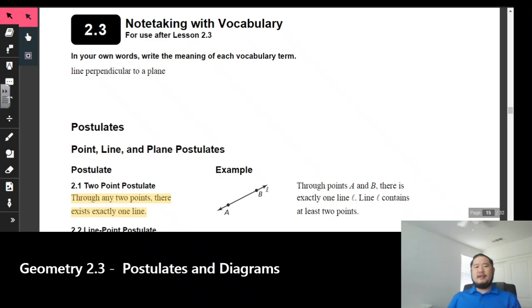Alright, let's take a look at section 2.3, which is postulates and diagrams. In this chapter, we're not really learning anything new other than taking a lot of the facts that we learned in chapter 1 and then writing them as a postulate and understanding how they apply in our statements here.